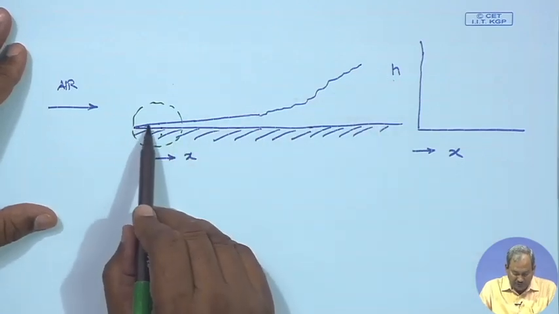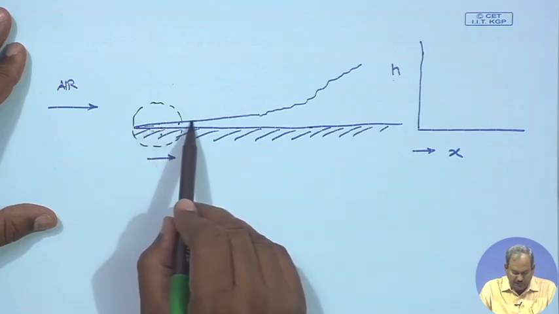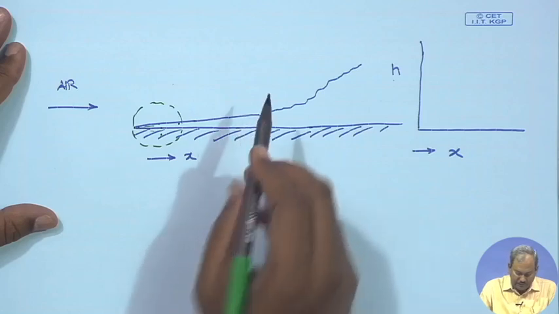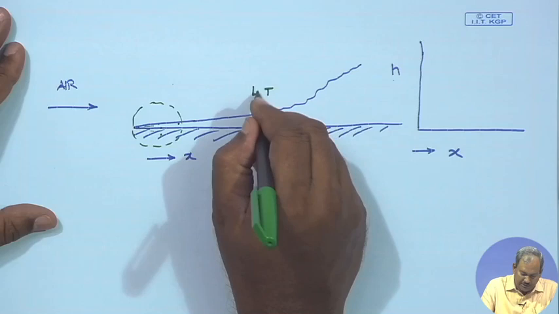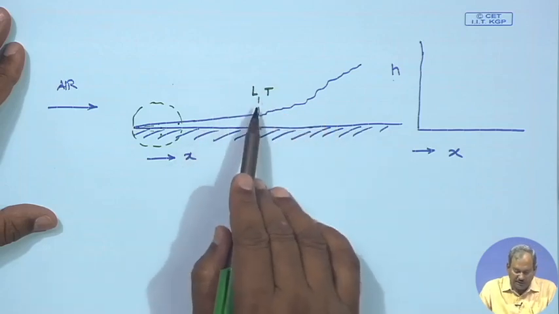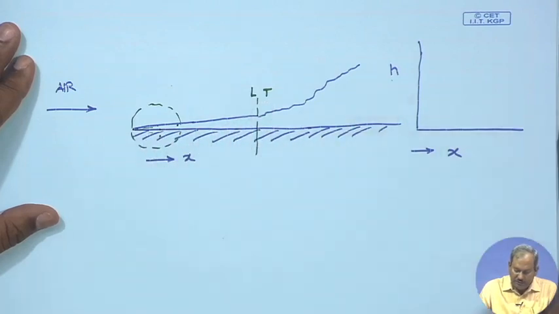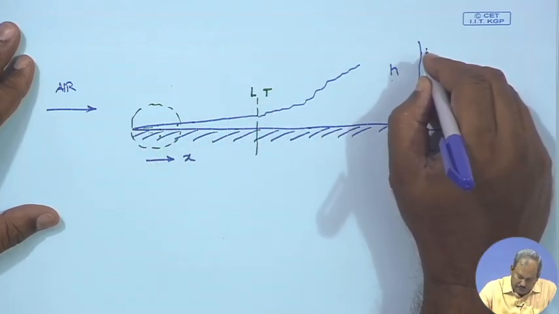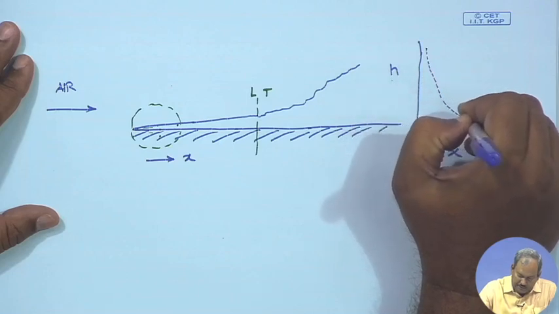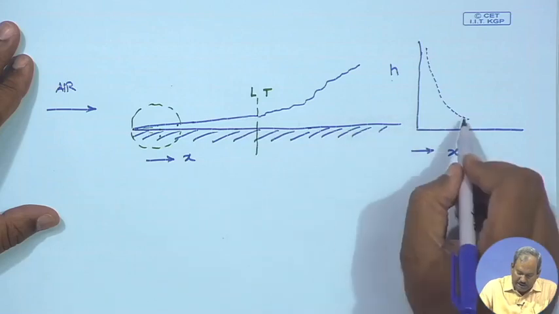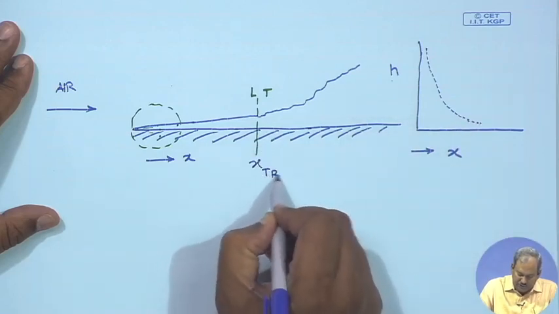So, resistance is going to be minimum at this point, and it is going to progressively increase as the thickness increases, up to the point of the laminar turbulent junction. So, this is how it would look. Your value of H would start at a high value and then keep on decreasing until we reach this point, which I call X transition.